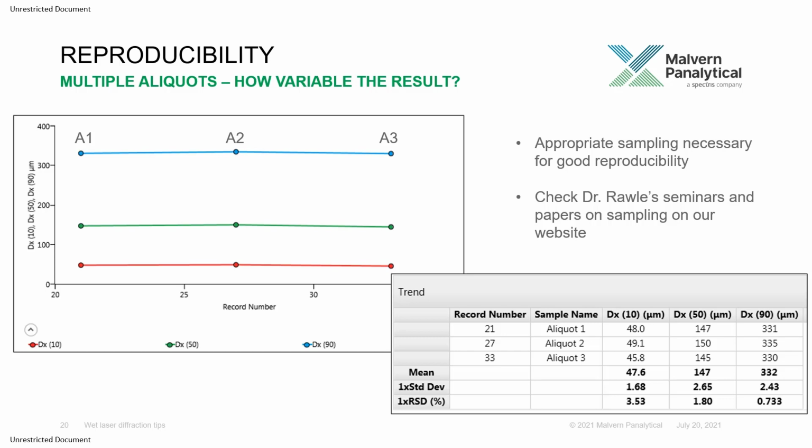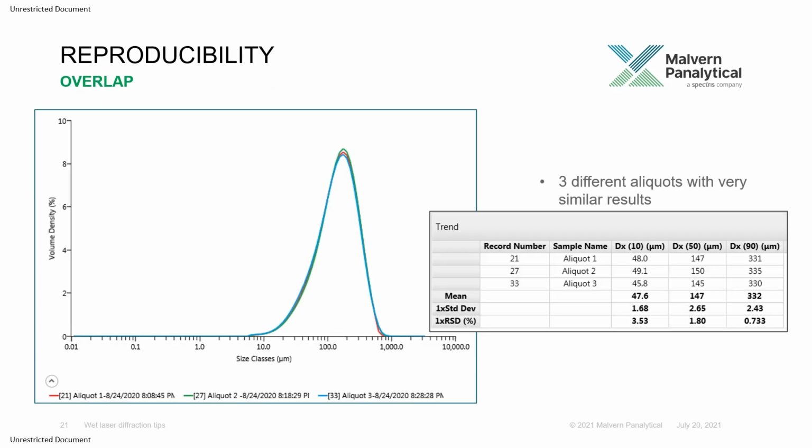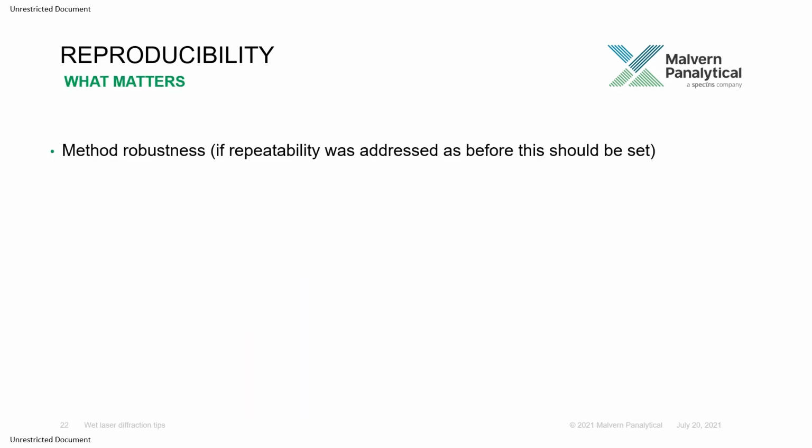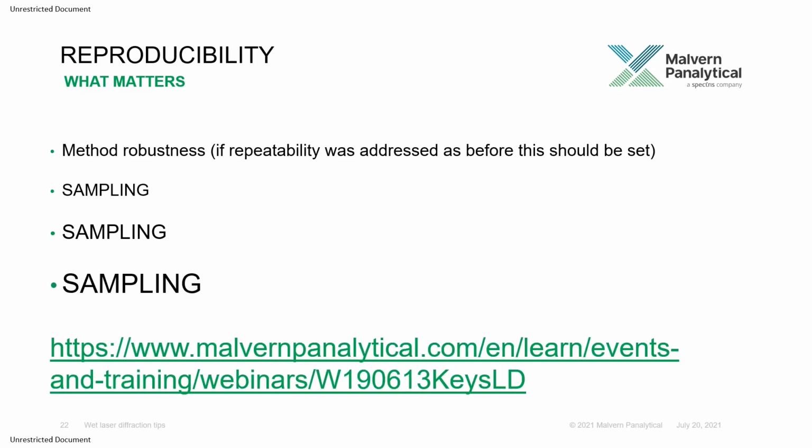Here is an example of great reproducibility for 3 different aliquots of the same sample. This is also shown in the frequency plots obtained for the three analyses. Great overlap is obtained here. Remember, once the sizing method is robust and stable, the only influencer for the reproducibility is sampling. Make sure that is done appropriately. More details in the webinar linked here.